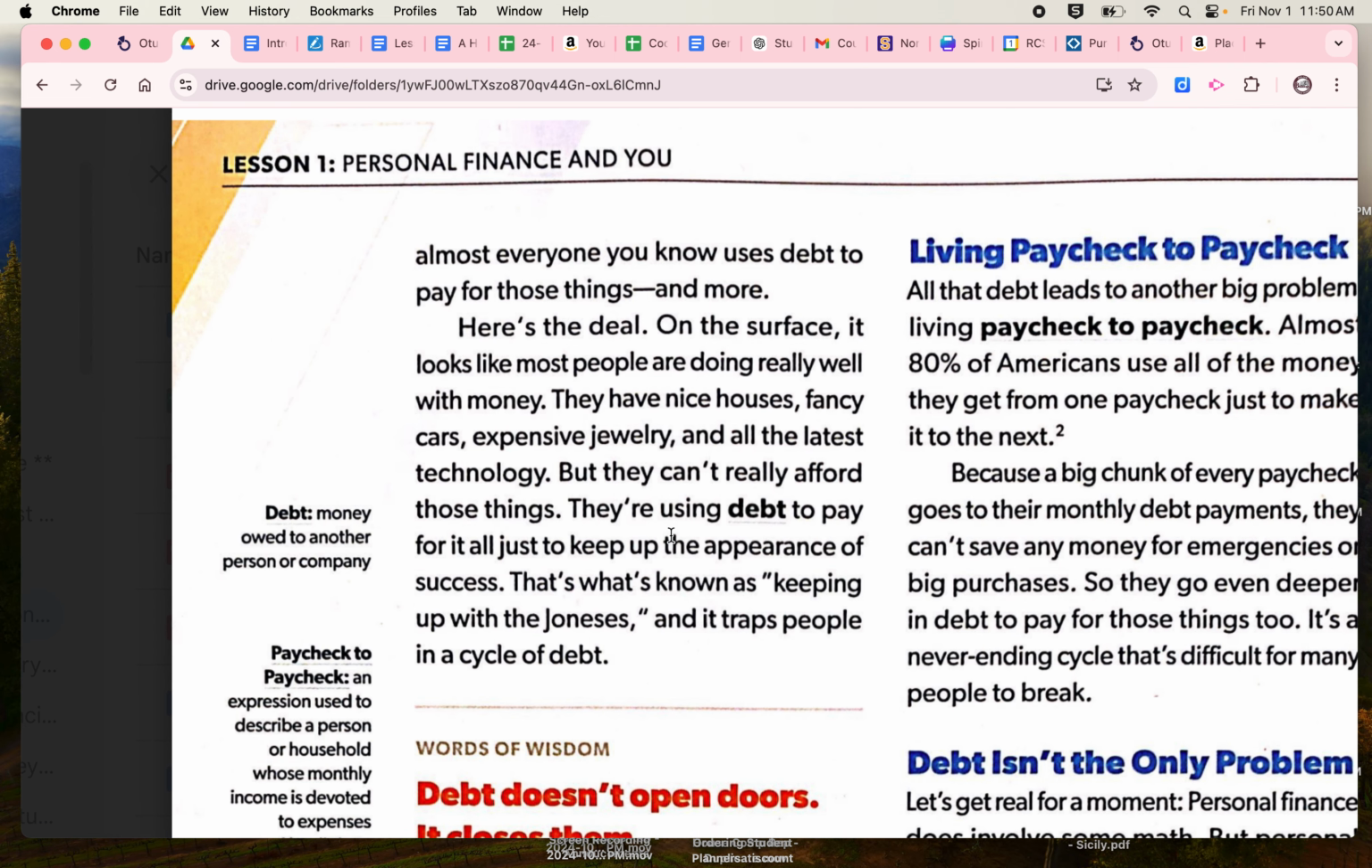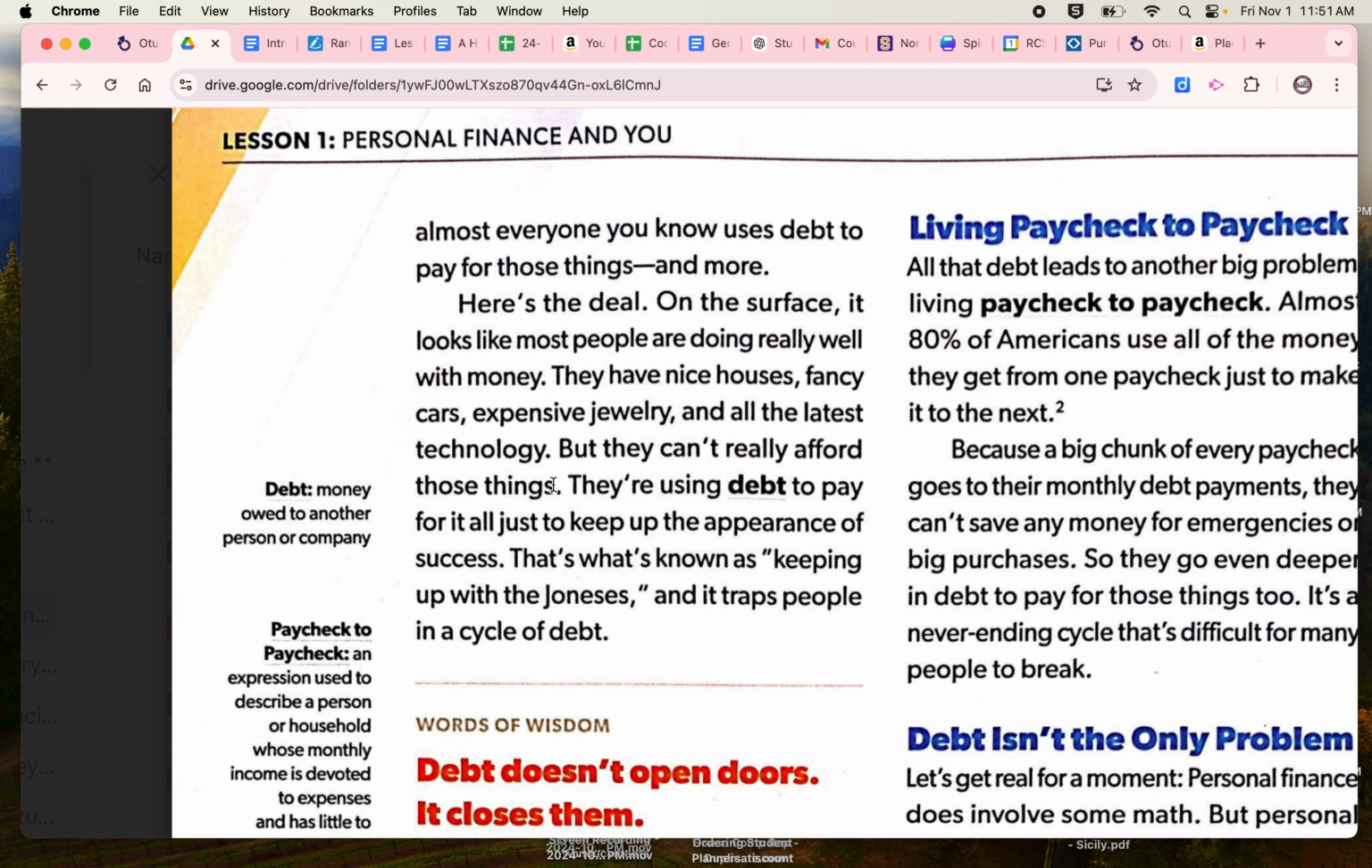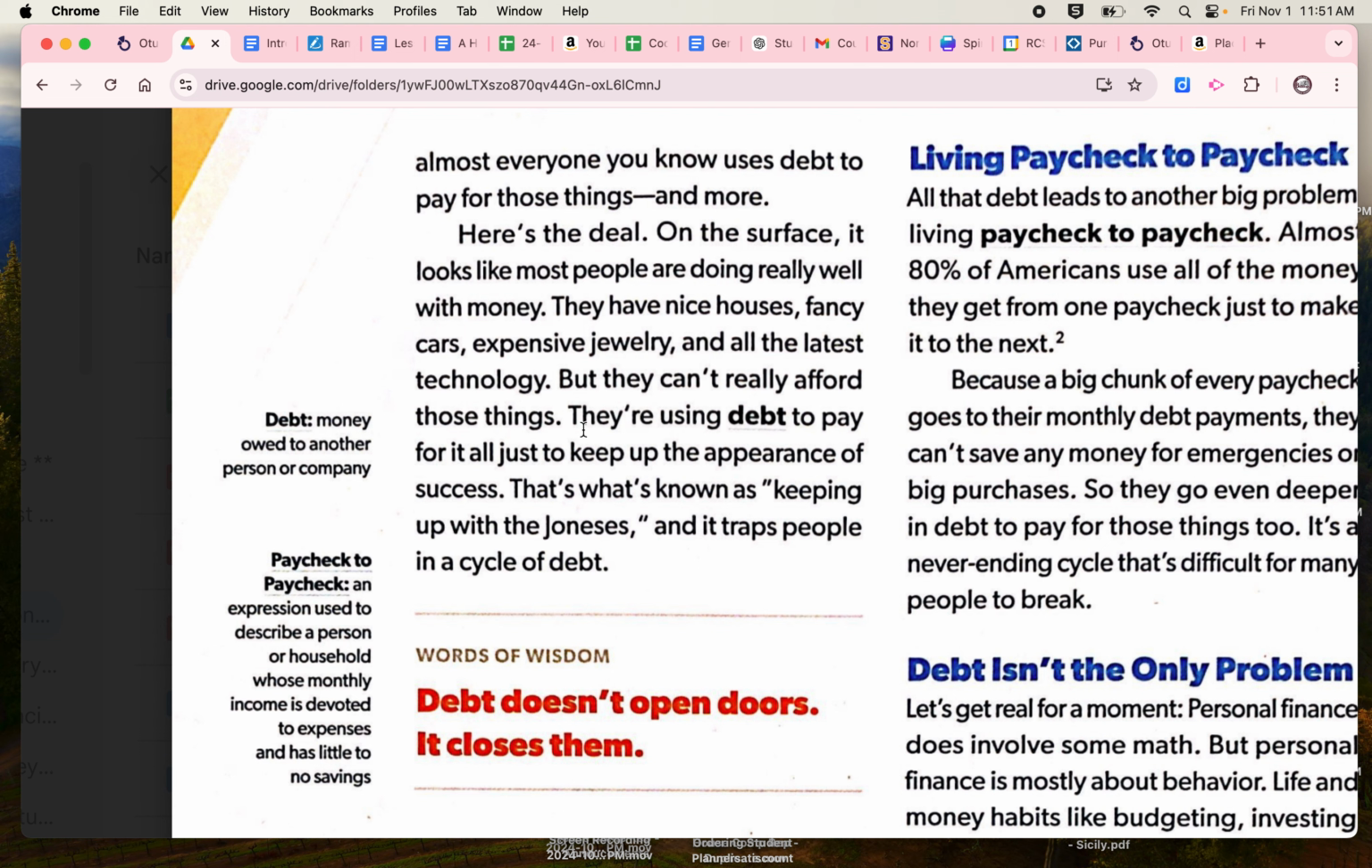Here's the deal. On the surface, it looks like most people are doing really well with money. They have nice houses, fancy cars, expensive jewelry, and all the latest technology. But they can't really afford those things. They're using debt, credit cards, and loans to pay for it all just to keep up the appearance of success.